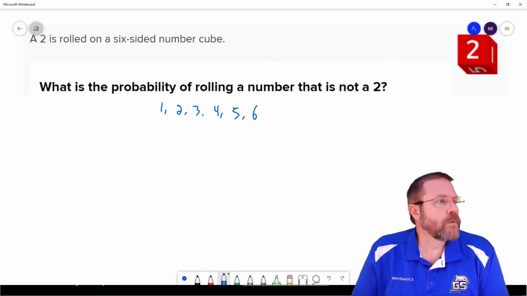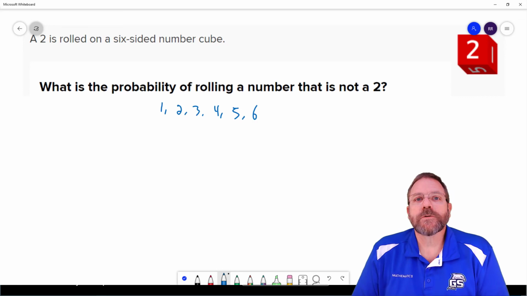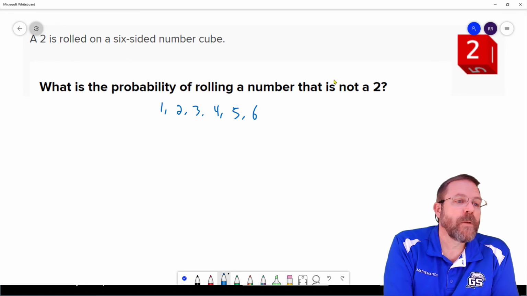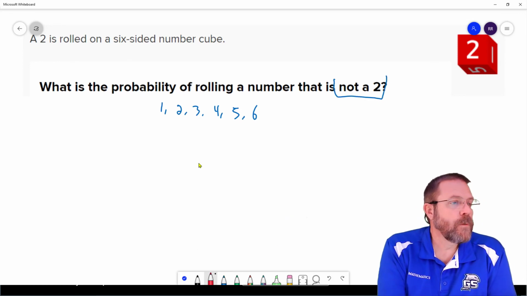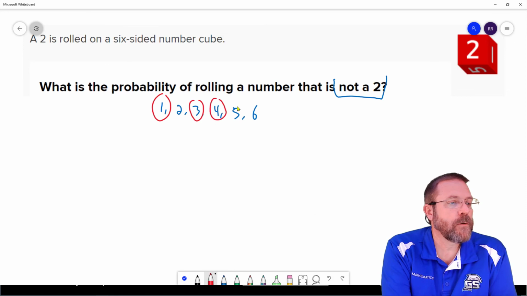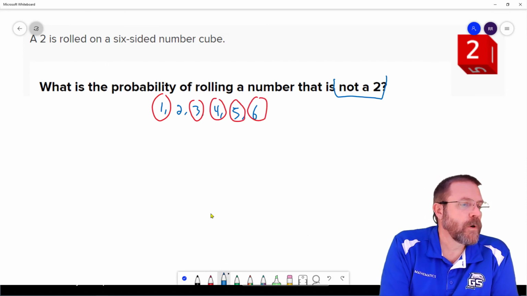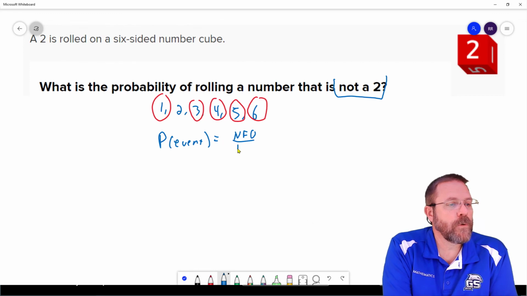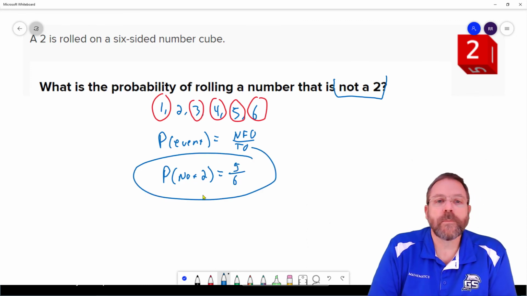Alright, the problem, once it says the goal, what they want to accomplish is to roll a 2 on a number cube. So now we want to find out what the complement is, the complement being what is not a 2. Well, not a 2 is going to be a 1, a 3, a 4, a 5, and a 6. We're going to write our formula. P event is equal to NFO, number of favorable outcomes, over TO, total outcomes. And now the event we want is not 2, so I have P not 2 is equal to, I've got 5 numbers that are not 2 out of 6 numbers total, so that's going to be your solution to that problem.